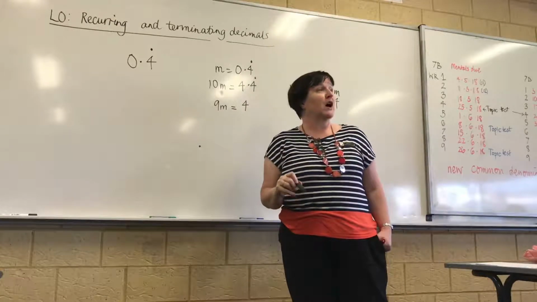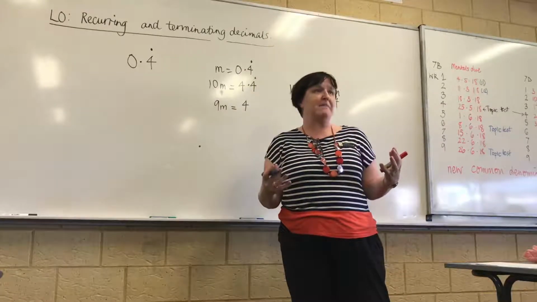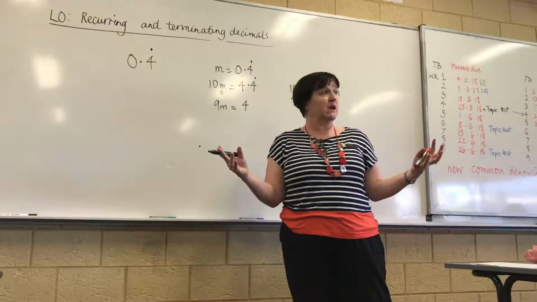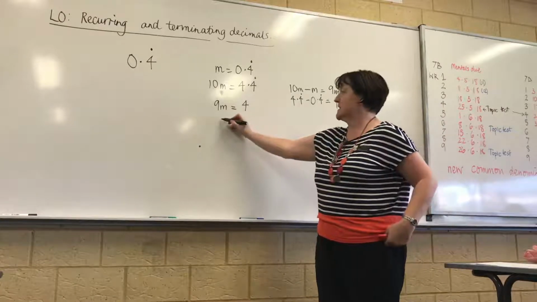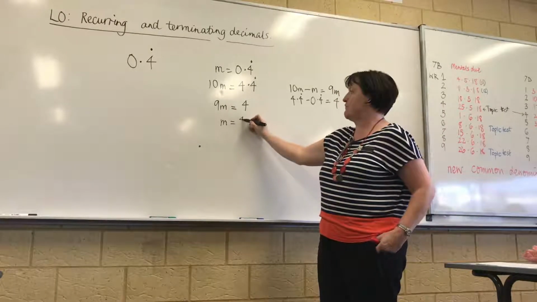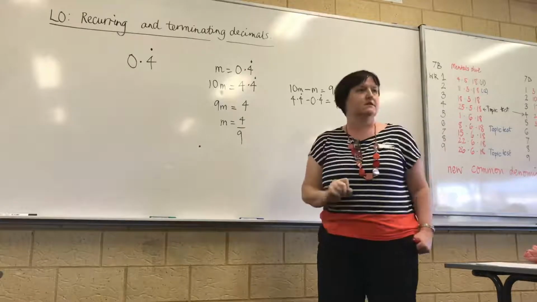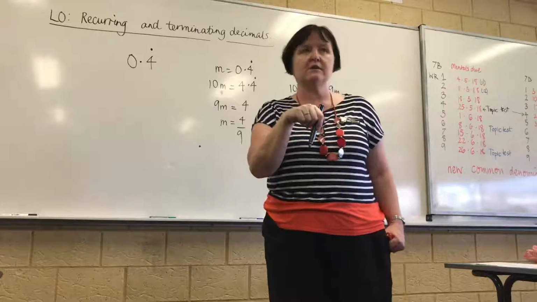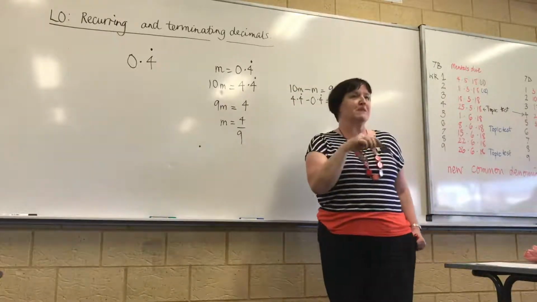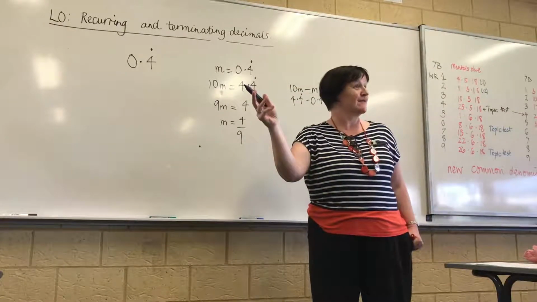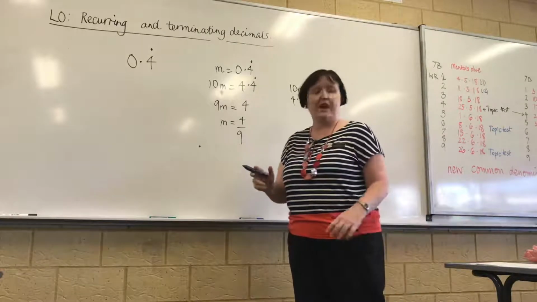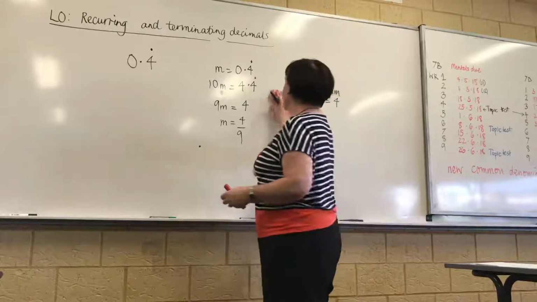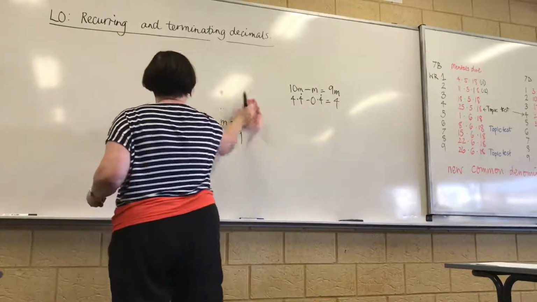Now, for us to find out what 1m is, we divide both sides by 9. So m is equal to 4/9. Now, if you on your calculator do 4 divided by 9, your answer should be 0.4 recurring. Yes? Good. Okay. Pennies dropping anywhere? Okay, good. Let's do one more like this.